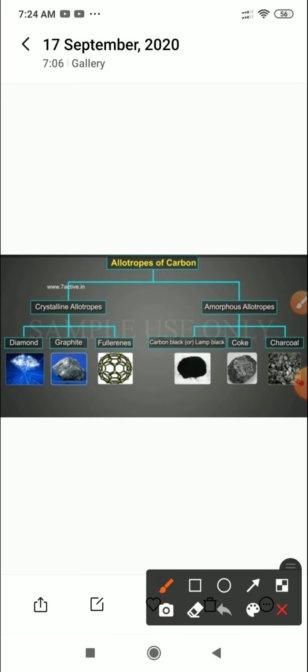Now here you can see the picture. You have already drawn that flow chart on the left side of the pages of your copy. So here it is, crystalline and amorphous. Crystalline has a particular shape, amorphous does not have any particular shape. In the case of amorphous, carbon, coke and charcoal are coming, which we already studied in the junior classes 6 to 8. So in this chapter we are just going to discuss the crystalline ones.